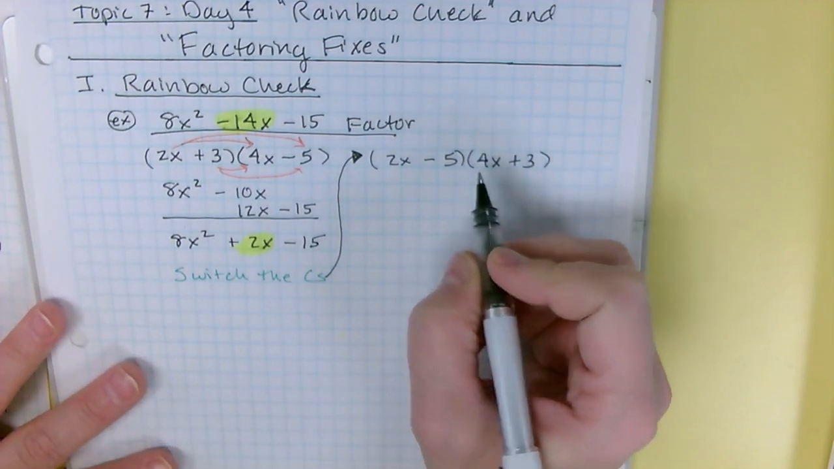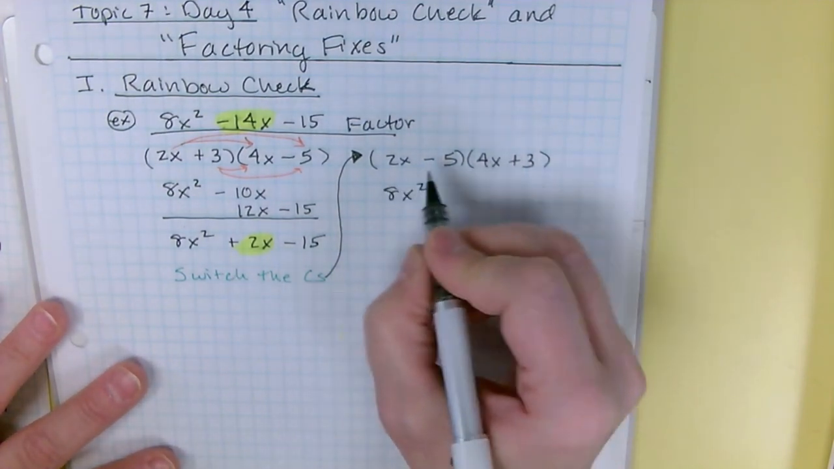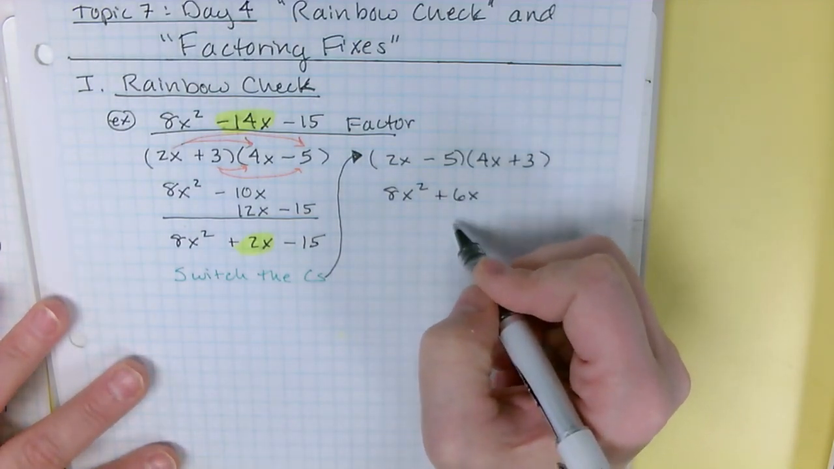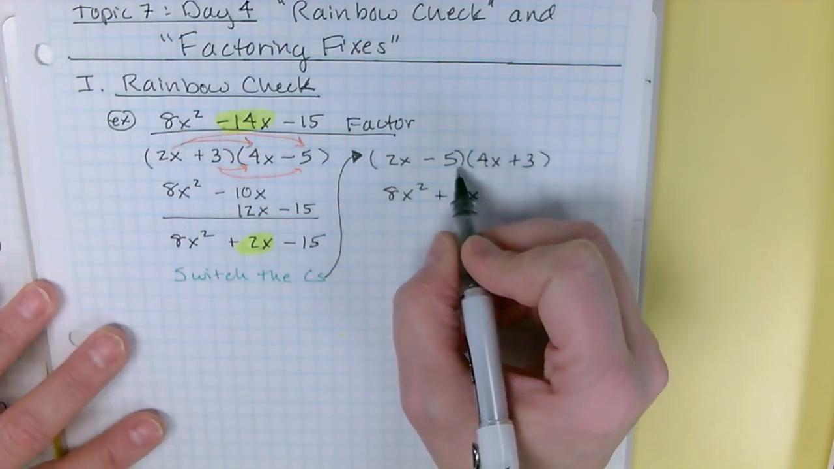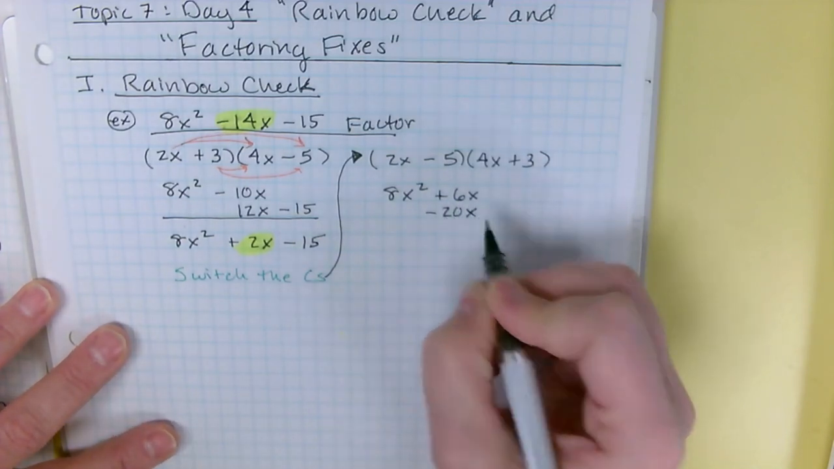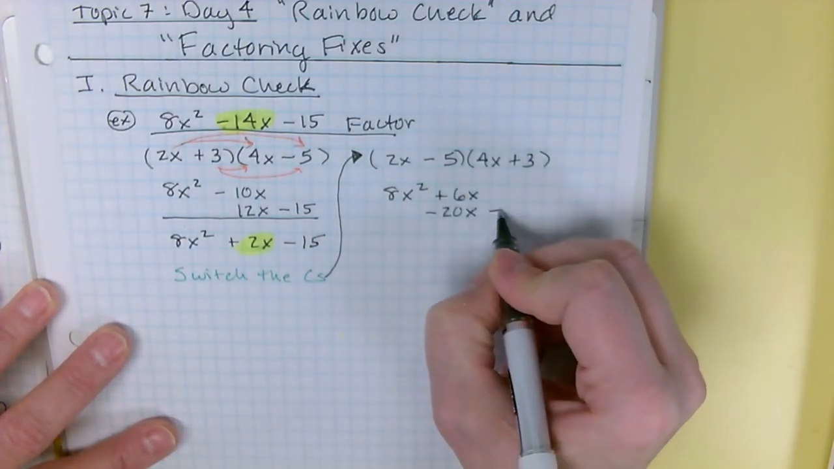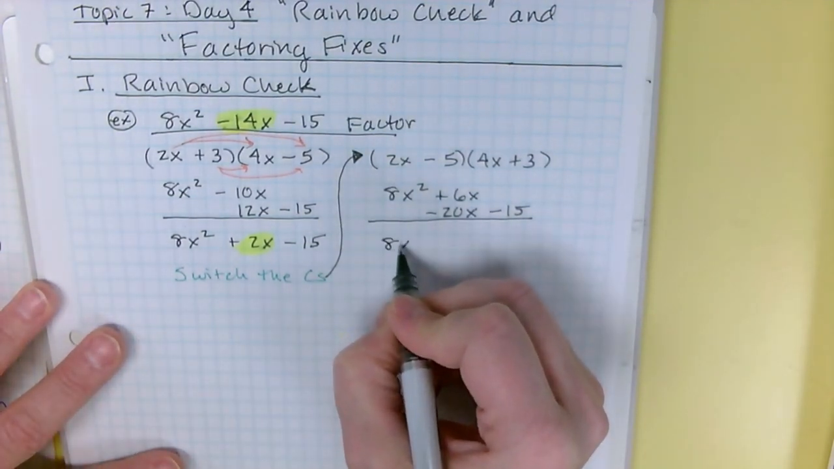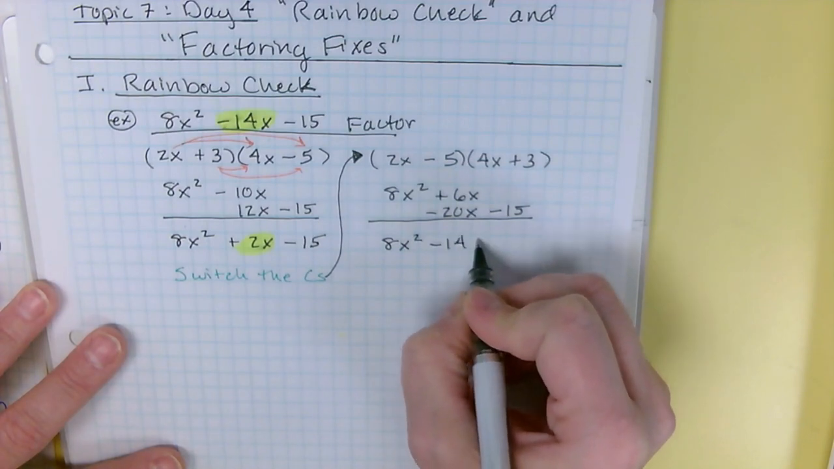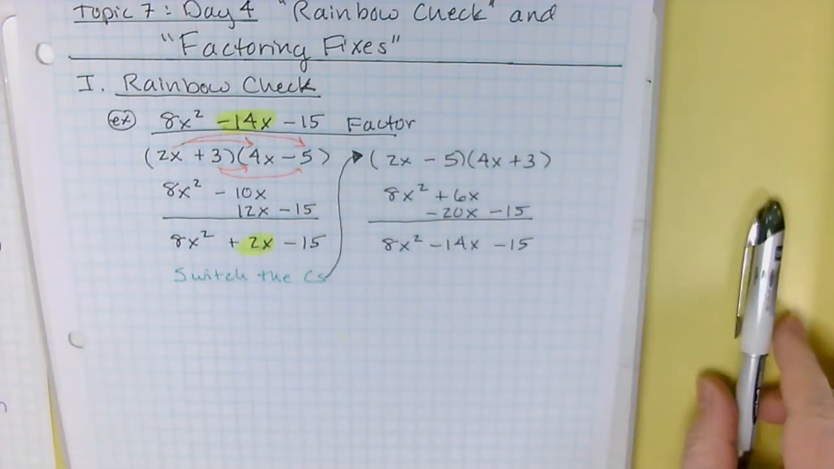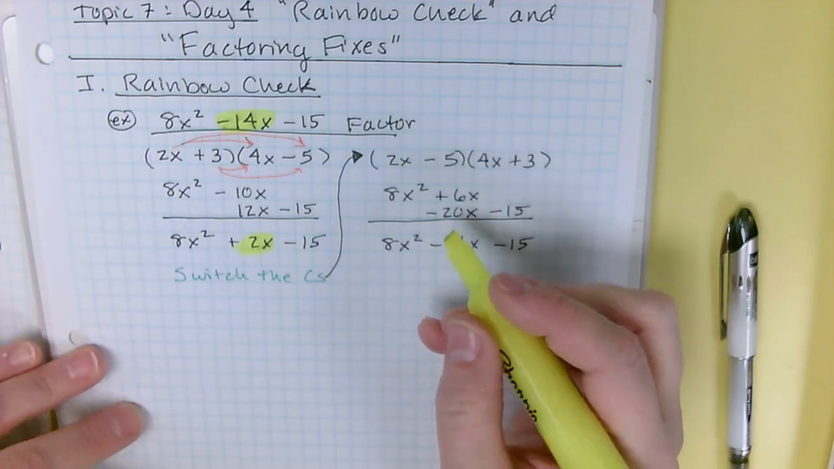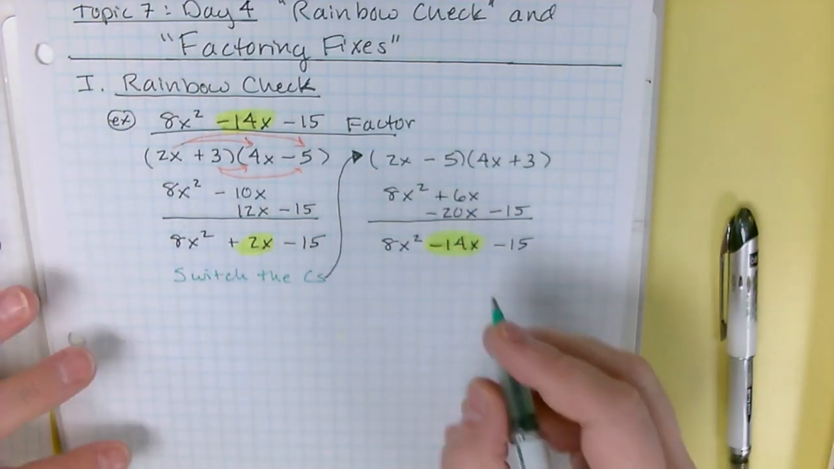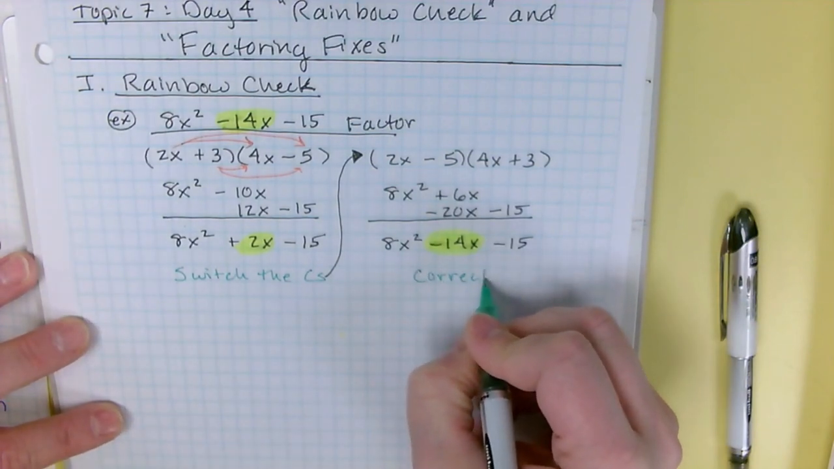So 2x times 4x is 8x squared. 2x times 3 is 6x. Drop down. We're now on to the -5. -5 times 4x is -20x. -5 times 3 is -15. And we add it up. We get 8x squared minus 14x minus 15. And when we switched the C's, we did get the -14 that we wanted, which means our factors are correct.